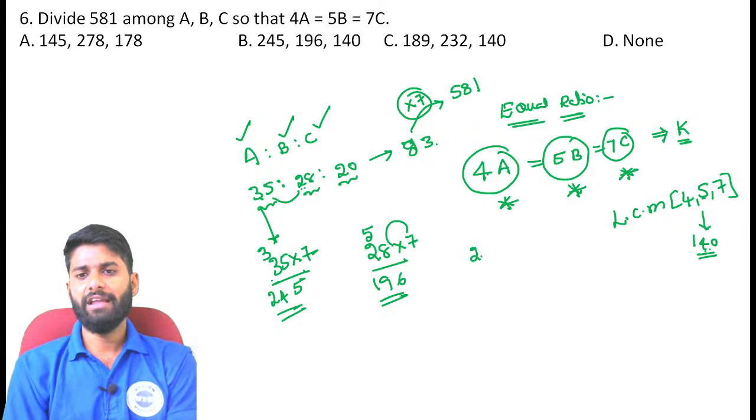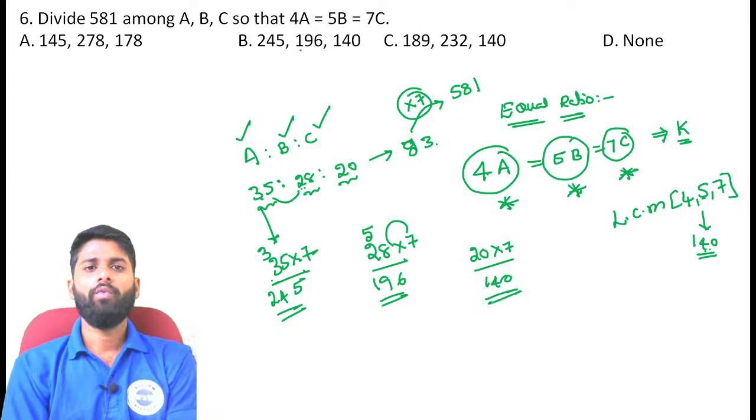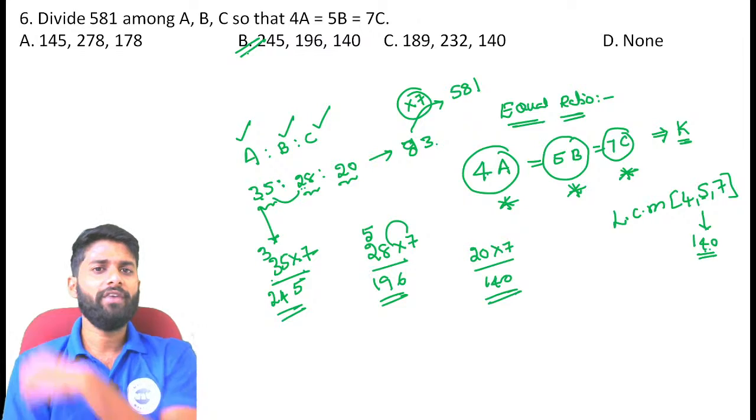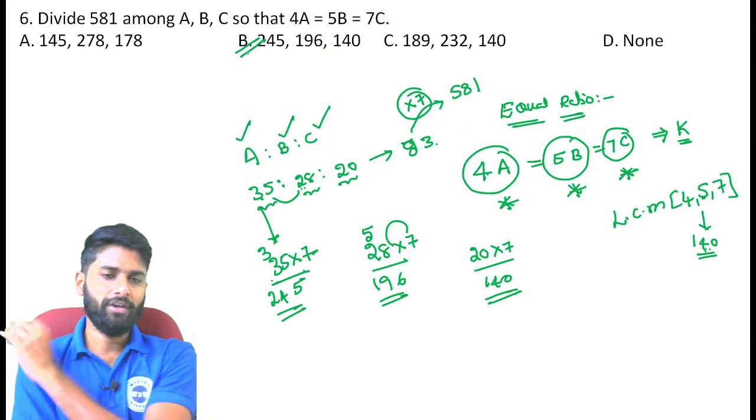Again, the final value: 20 quantities, each quantity is equal to 7 numbers, so the total number is equal to 140. So the answers are 245, 196 and 140.